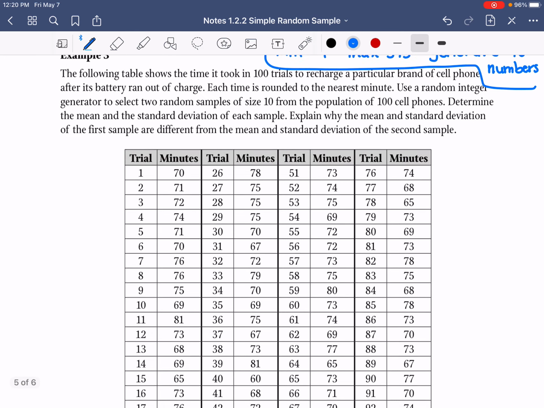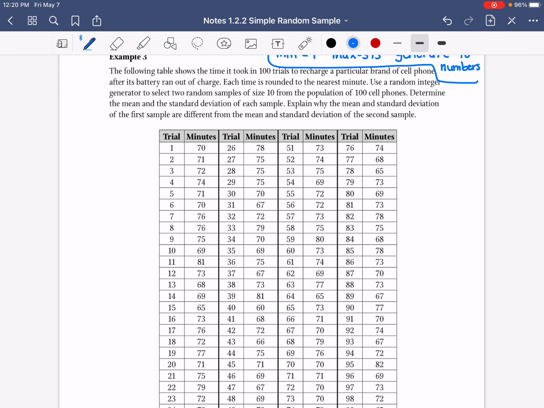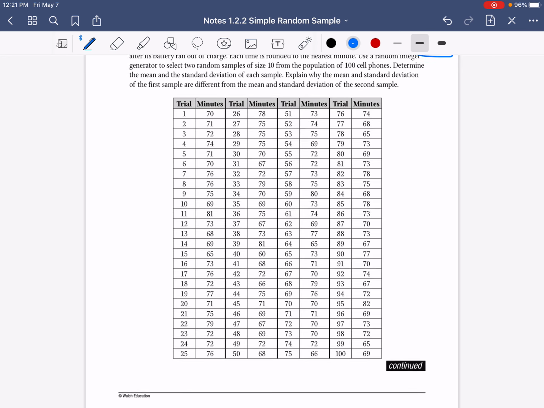All right, example 3 says the following table shows the time it took in 100 trials to recharge a particular brand of cell phone after its battery ran out of charge. Each time is rounded to the nearest minute. Use a random integer generator to select 2 random samples of size 10 from the population of 100 cell phones. Determine the mean and standard deviation of each sample. Explain why the mean and standard deviation of the first sample is different from the mean and standard deviation of the second sample. So we have 100 numbers here.